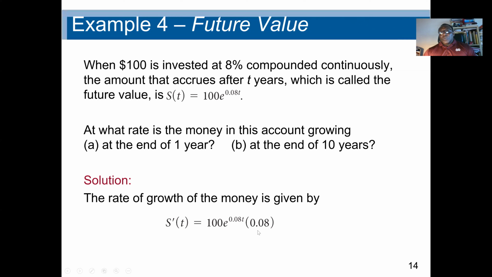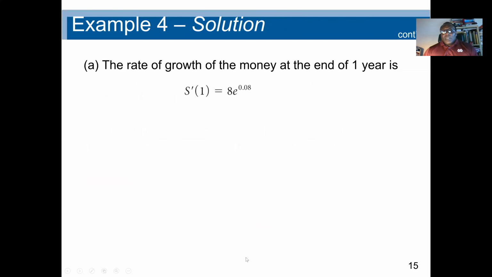We can do our multiplication, and finally we get 8, since 100 times 0.08 gives me 8. Now, this is my equation, so I can plug in any T for the time. Here, the question said at 1 year, so I'll plug in 1 year, and that will give us 8 e to the power 0.08. Again, we can use the calculator to find e raised to the power 0.08 times 8, and that will give us 8.666.